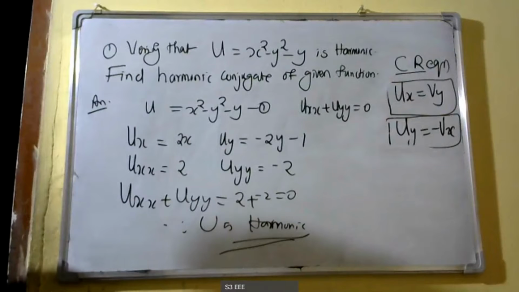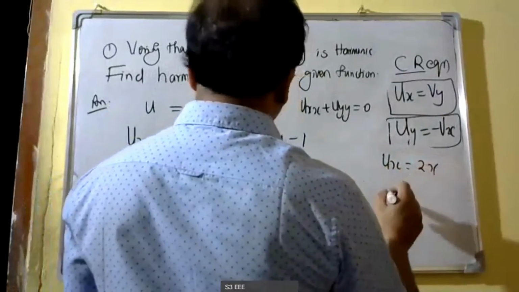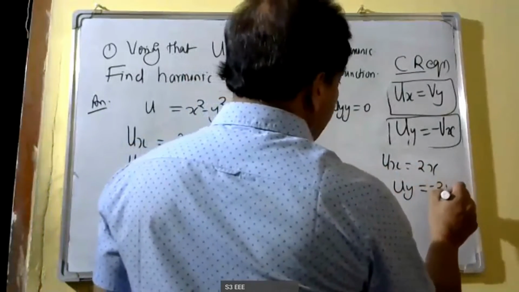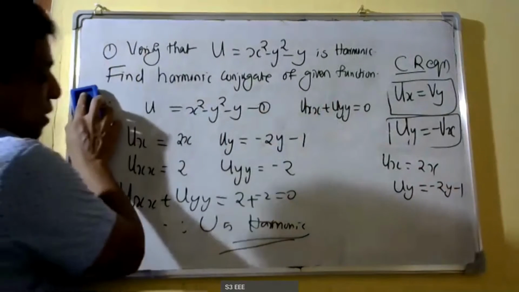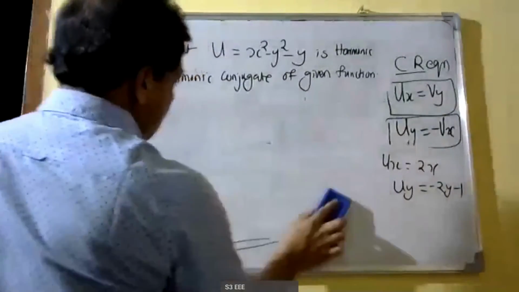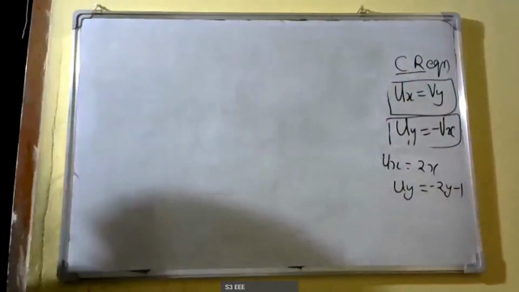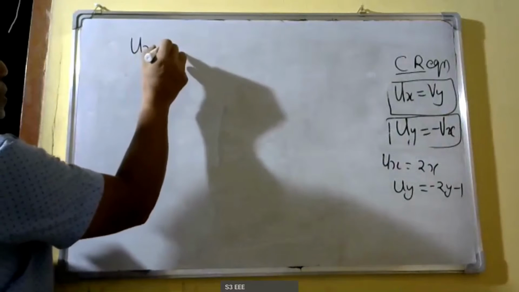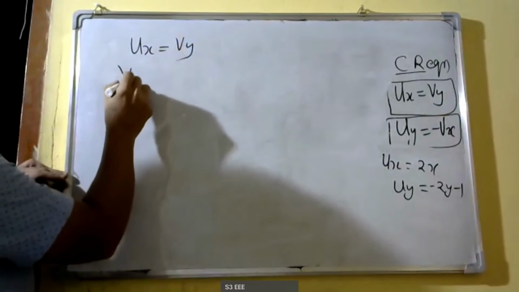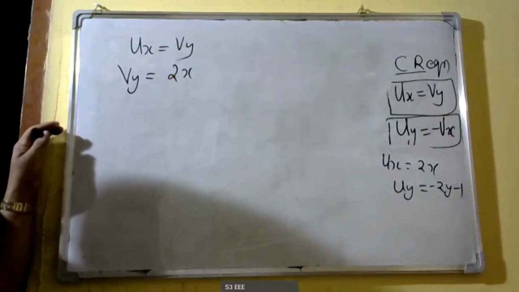Next, you have to find out its harmonic conjugate. That is, you have to find out the value of v. Here ux is equal to 2x, uy is equal to minus 2y minus 1. Based on this result, we can find the value of v. First Cauchy-Riemann equation: ux is equal to vy. Therefore, vy is equal to ux is equal to 2x.